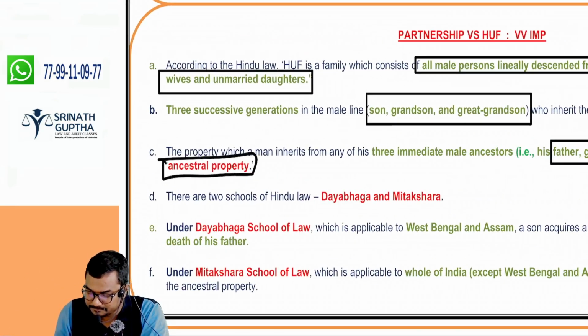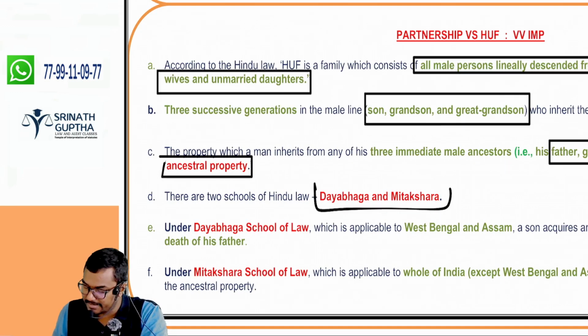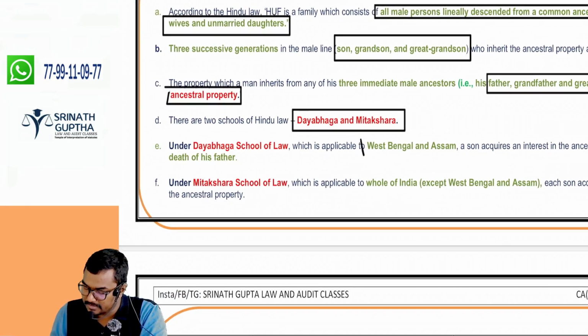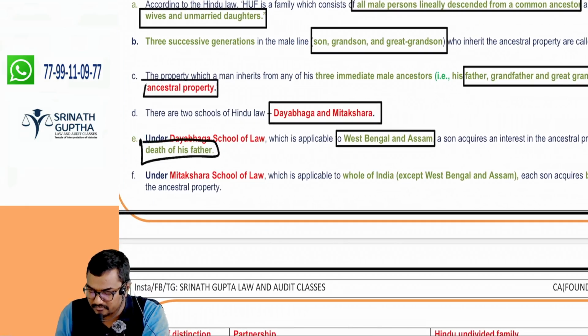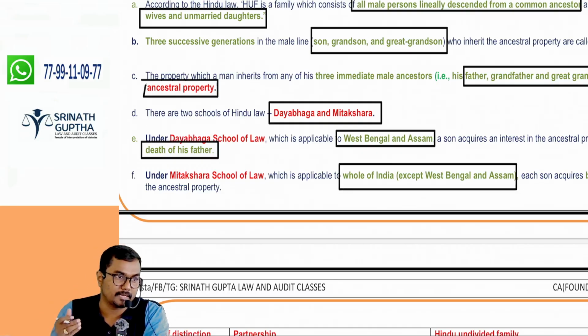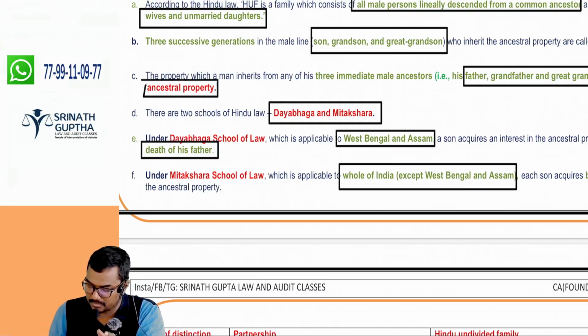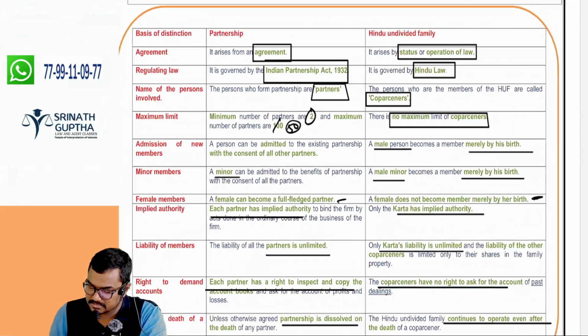In India, HUF is of two types, Dayabhaga and Mitakshara. In case of Dayabhaga, it is applicable to West Bengal and Assam. A son will get a share in the property of the HUF only after the death of his father. But in case of Mitakshara, applicable to the whole of India except West Bengal and Assam, a person can become a member by birth. Next, HUF versus partnership.